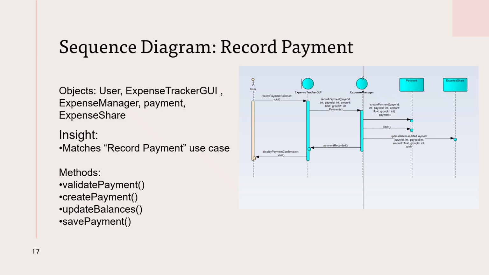If the payment is valid, then the system creates a payment object. Expense Manager will then update the balance between the payer and the payee. After that comes expense share, and it's not guaranteed all the time that expense share will be involved, but since it tracks balance details, it might. Finally, the user will receive confirmation that the payment was recorded, and this will help keep all balances accurate and up to date.